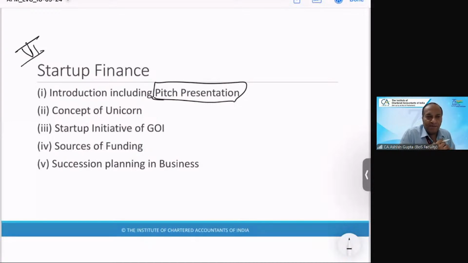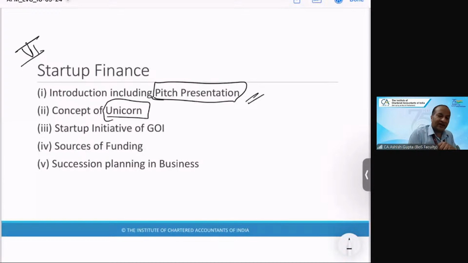On a deck, you have to make a presentation before the venture capitalists or the angel investors, saying that I have this much of an idea, and if this idea is implemented, there will be this much profit. So you have to present your business idea to get the funds. You can say it is a kind of stepping stone in startup finance. Now next comes the unicorn.